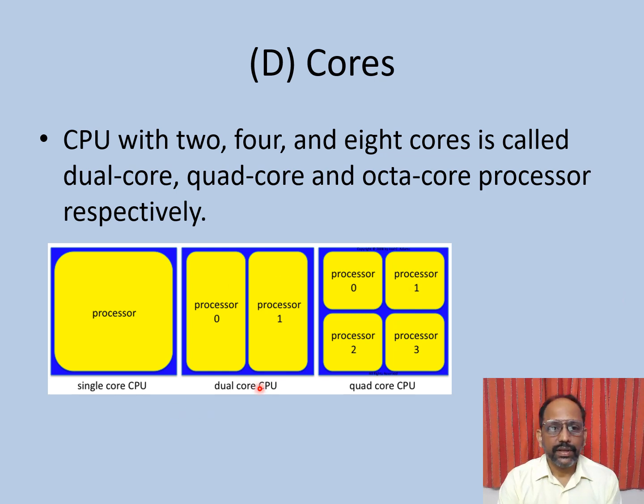The CPU with 2, 4 and 8 cores is called dual core, quad core and octa core. Octa core means there will be 8 cores in the single CPU, so 8 processors. Quad core means 4 processors. Dual core means 2 processors. And a single core means 1 processor.